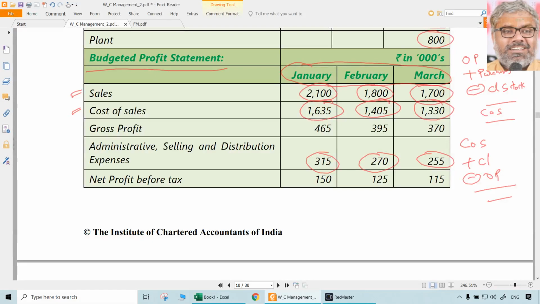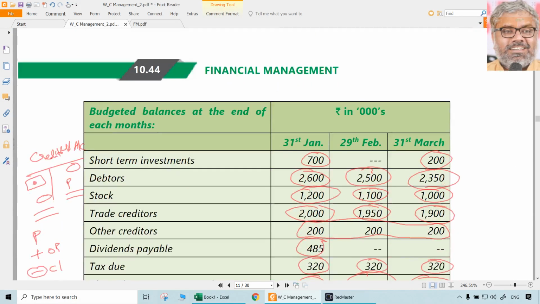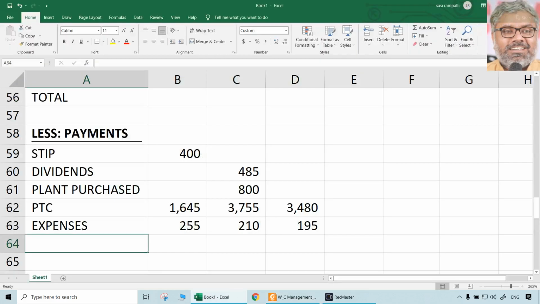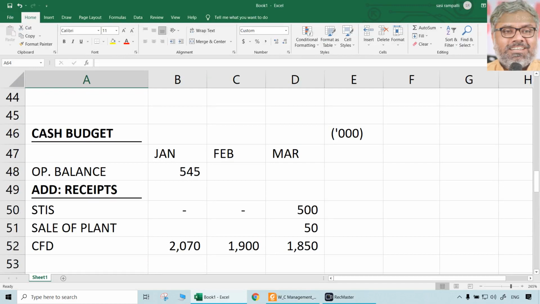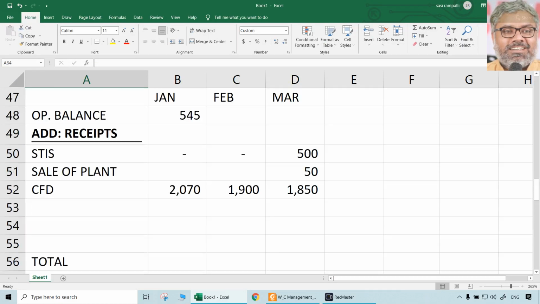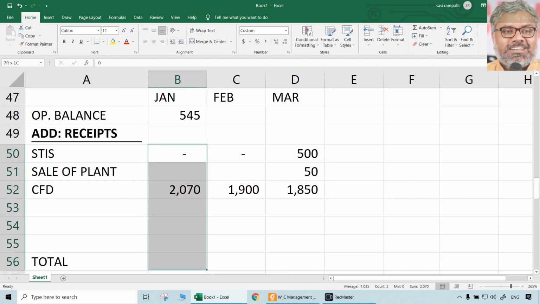These will be the real expenses because we have to take only cash expenses. Depreciation is a non-cash expenditure. Done. That's all. All items are covered. Tax, nothing is paid because the due is still the same. So everything is done. Now with this, we have got all the receipts as well as payments. So how much will be the receipts?